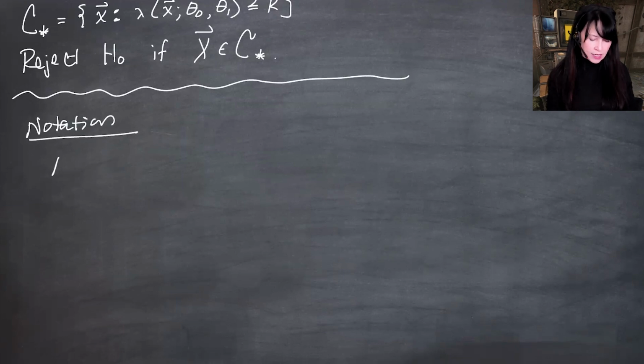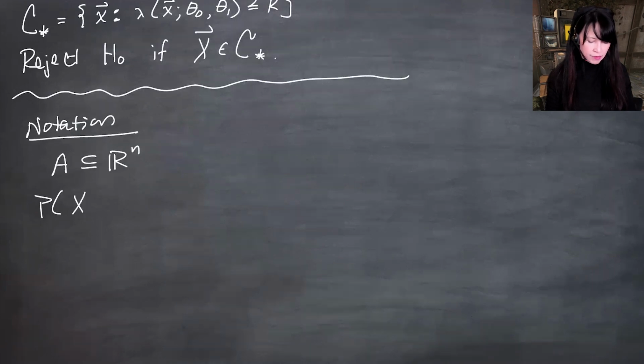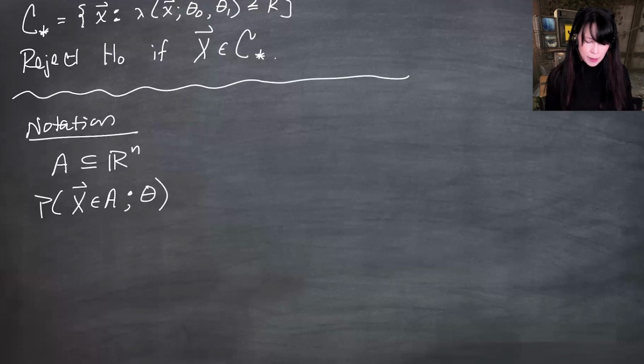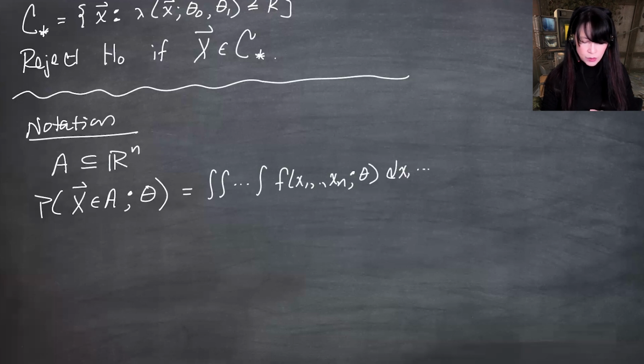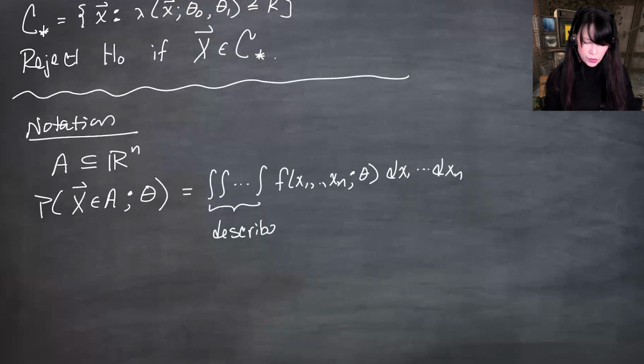So if you take a set A as a subset of the n-dimensional reals, if you want to find the probability that the vector of X's, capital, so probability makes sense, is in A when the parameter is theta, or maybe theta naught, or maybe theta 1, this is going to be an n-dimensional integral, or sum if things are discrete, of the joint PDF when the parameter is theta, and we're going to integrate dx1 through dxn, and these limits of integration will describe the region or the set A.